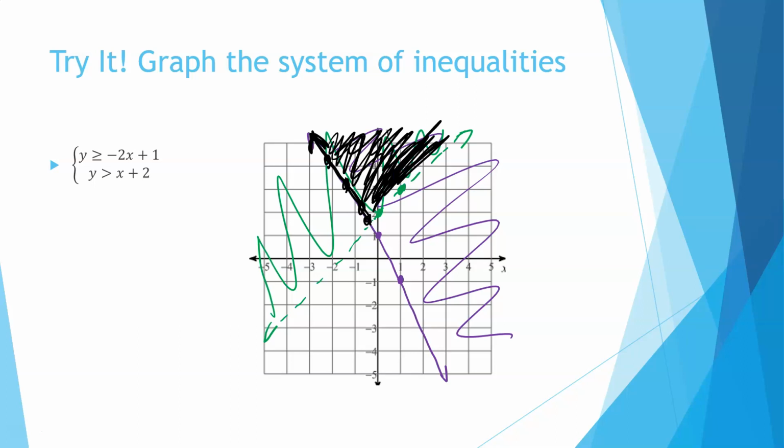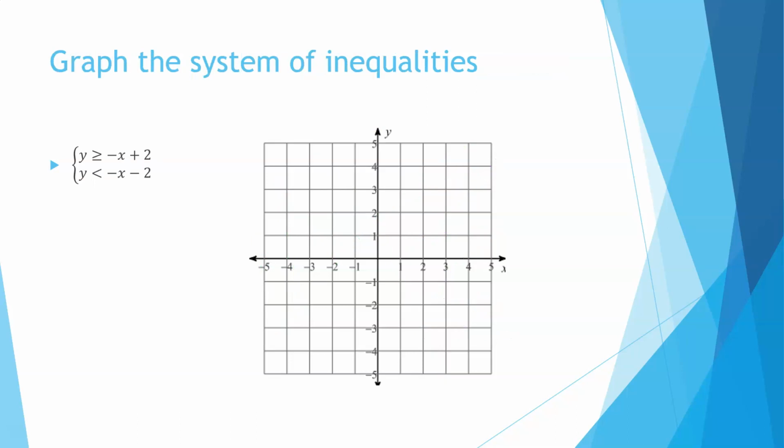All right, one last one I want to do with you just to show you a unique situation that comes up every once in a while is an example like this. So last example, if I have y is greater than or equal to -x plus 2, my y-intercept is 2, my slope is -1, -1 over 1. So my y-intercept is 2, down 1 over 1. It's greater than or equal to, so I draw a solid line.